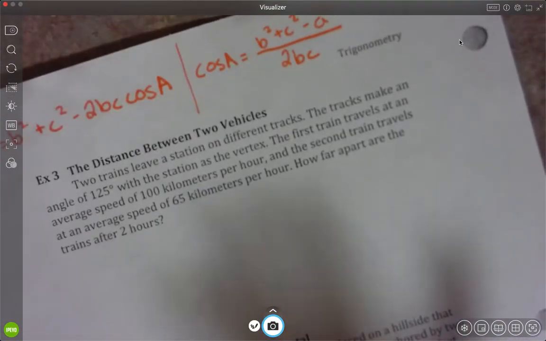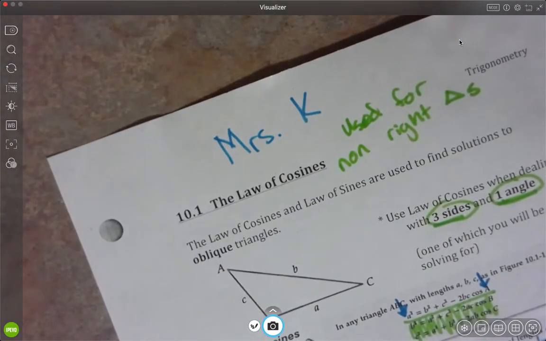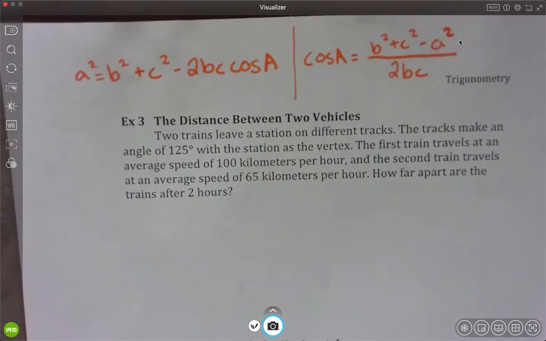Hi, Trig class. This is the second video. This is 10.1, the backside of 10.1. So we only have really two problems left to do, but this is still on the law of cosines. So we'll get going through this, get these two examples done, and then I'll tell you what I want you to do for homework here.